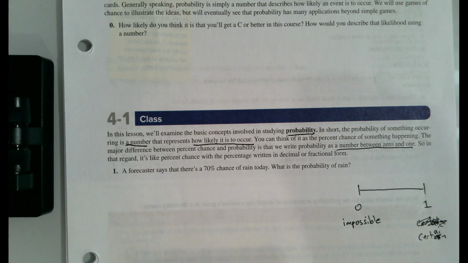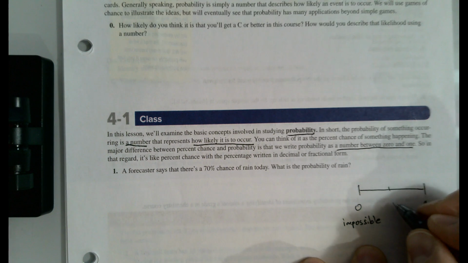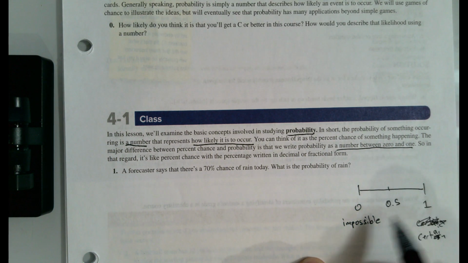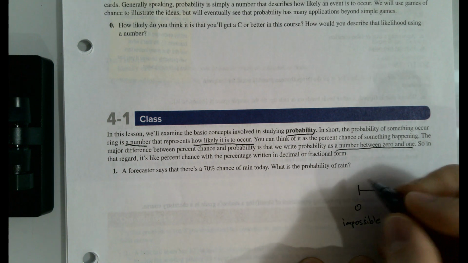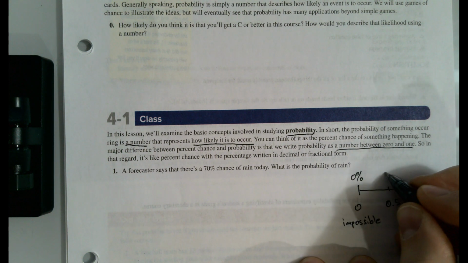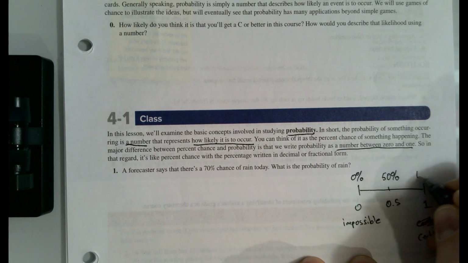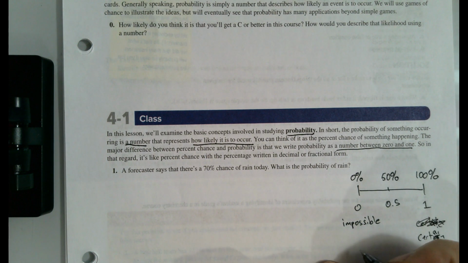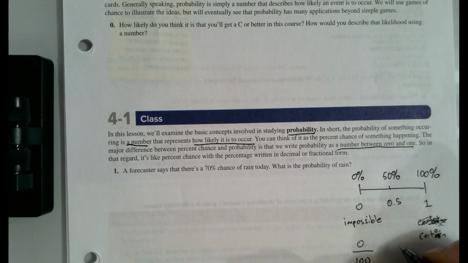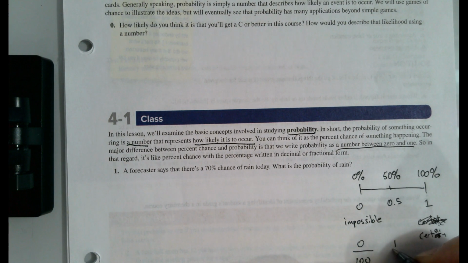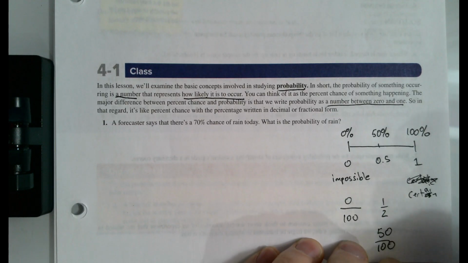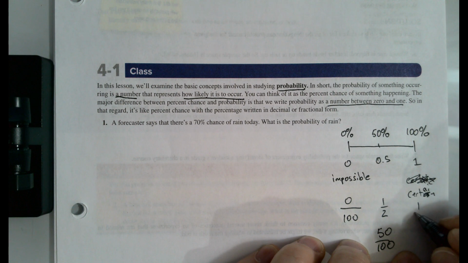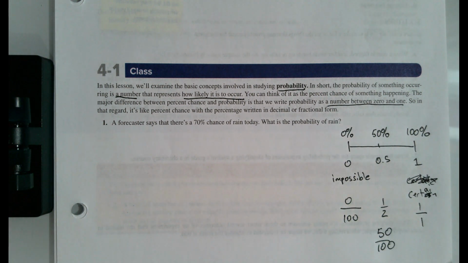And we can represent these probabilities in multiple different ways. I've done these in decimal form, but we could also write these as percentages: 0%, 50%, 100%. And you'll note later that we could also do this as fractions: 0 out of whatever number we want, 0 out of 100. We could say this is 1/2, or 50 out of 100 is also 1/2. Or 1 out of 1, anything that makes 1.